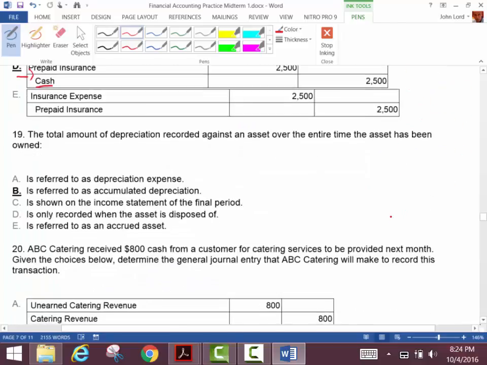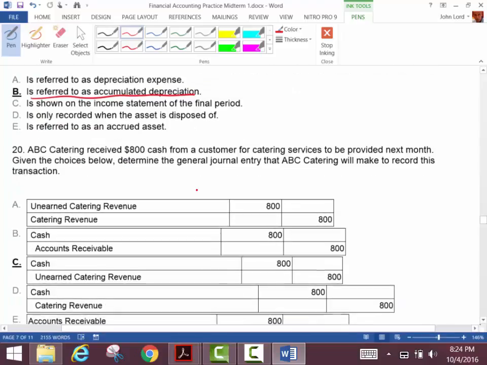Okay, good. The total amount of depreciation recorded against an asset over the entire time the asset has been owned is what? Accumulated depreciation. Right? Just going off that example we just did.